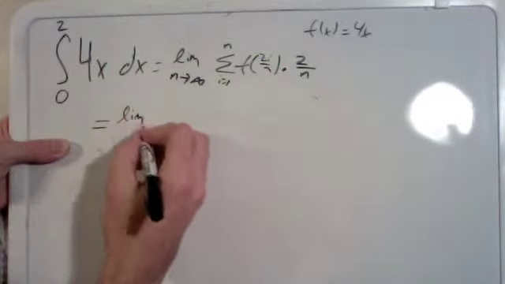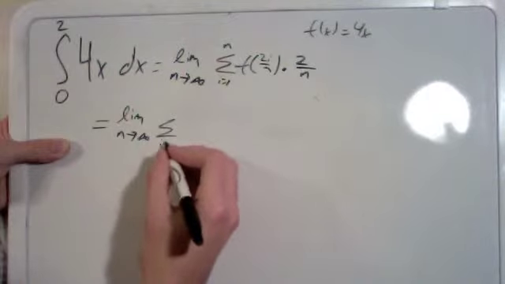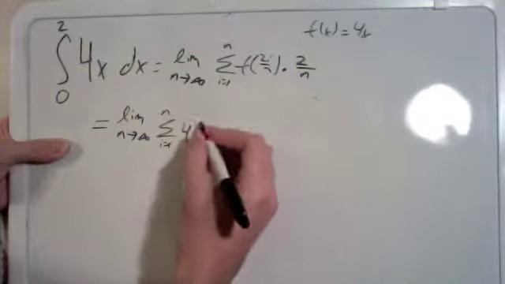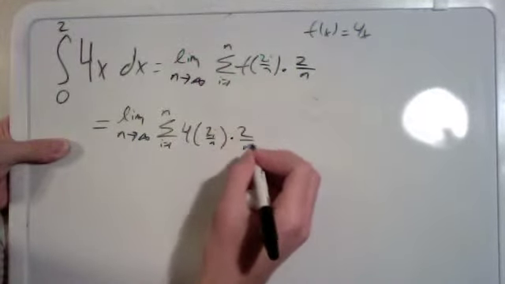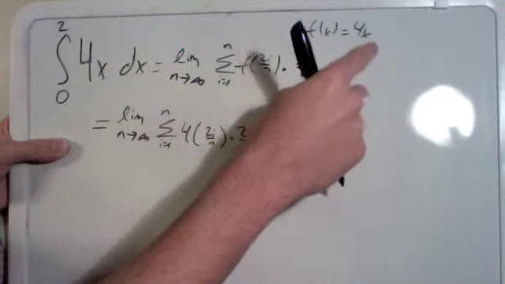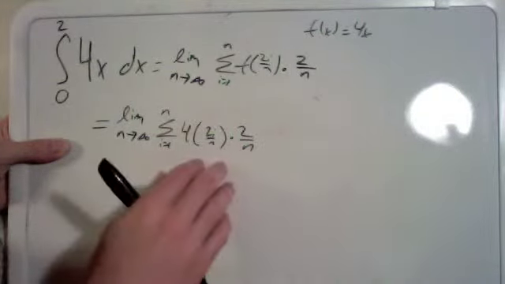So we write the limit as n approaches infinity of the sum of i equals 1 to n of 4 times 2i over n times 2 over n. So we just replace x with 2i over n. And that's our limit right there. So now we can start evaluating this.